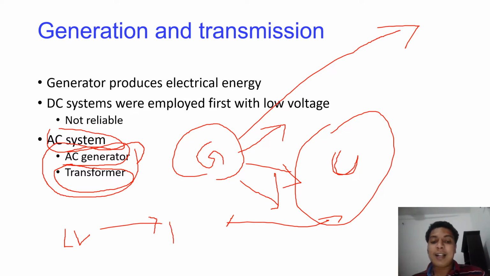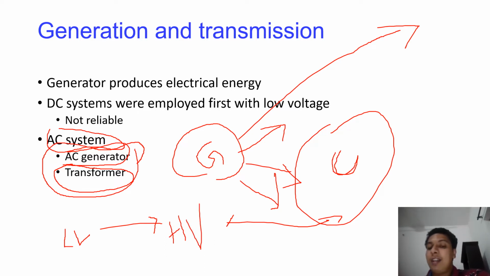So using a transformer we were able to transfer power by varying what voltage, right? So you were able to vary the voltage. Whether we have to make it a higher voltage or lower voltage, that was possible. And later on we understood that the AC system is better compared to the DC system. In terms of why it is, we will see.